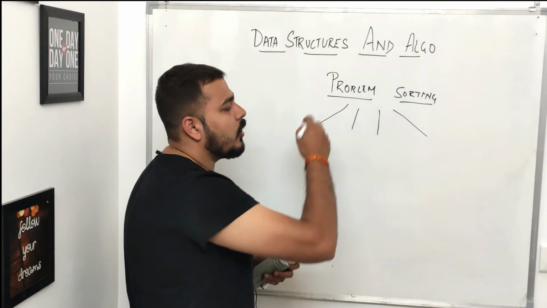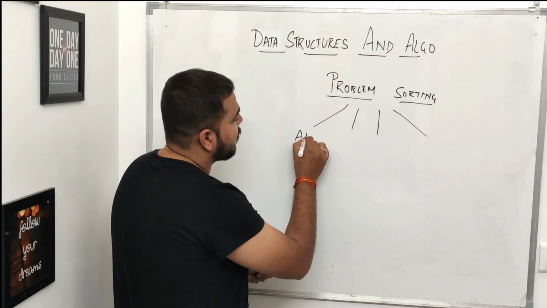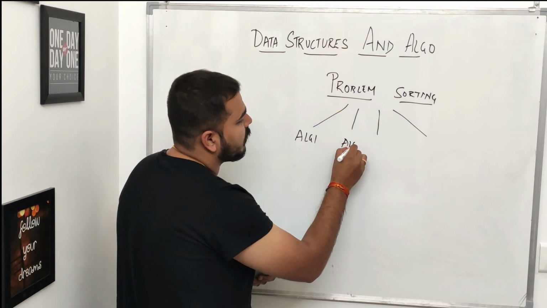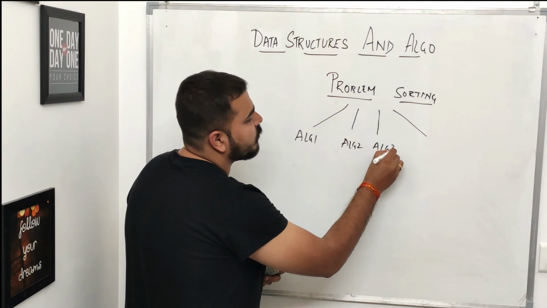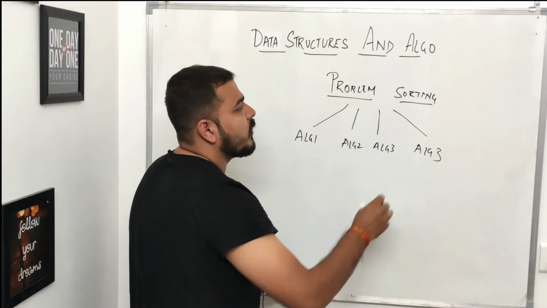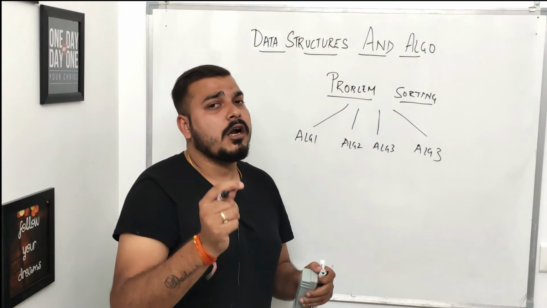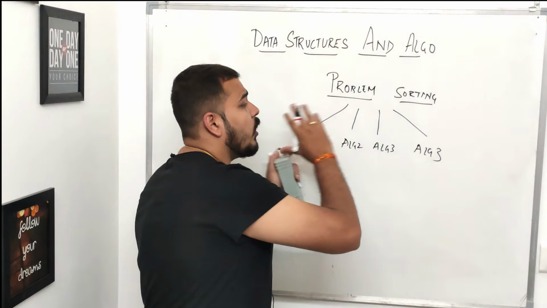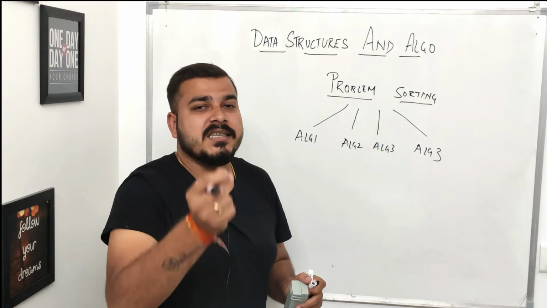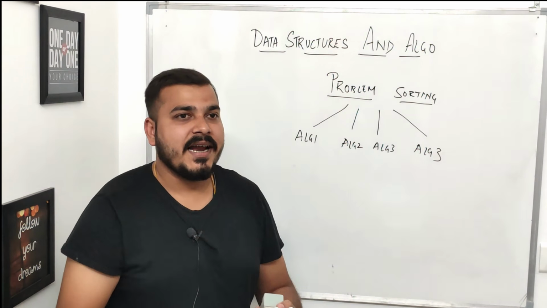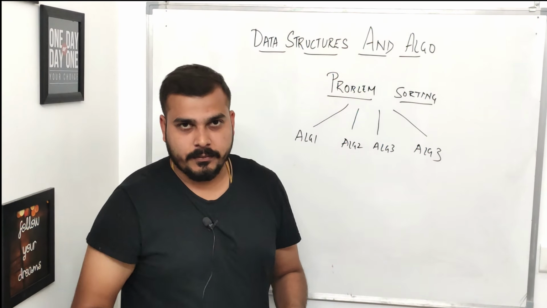I can write logic and create algorithms: this will be my algorithm 1, this will be my algorithm 2, this will be my algorithm 3, this will be my algorithm 4. So for solving a problem statement, I may have various ways. There is not just a single way. Now suppose from all these ways, which is the best one? How do I decide which algorithm is the best one?